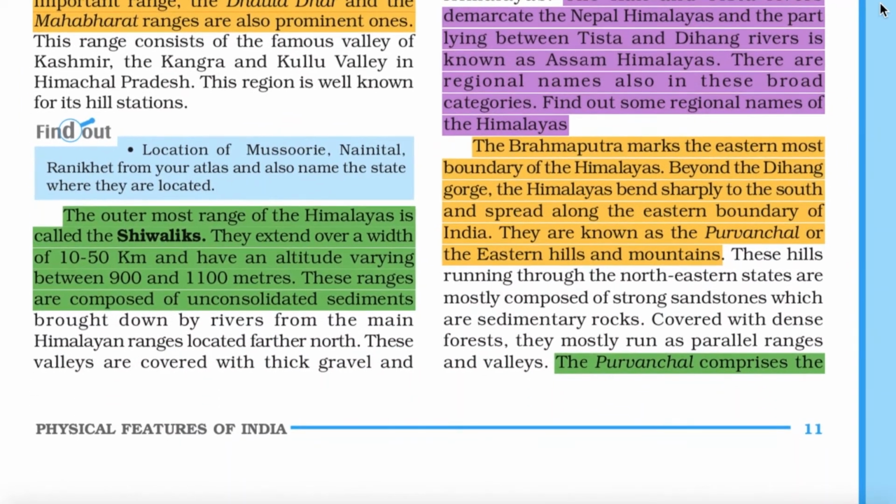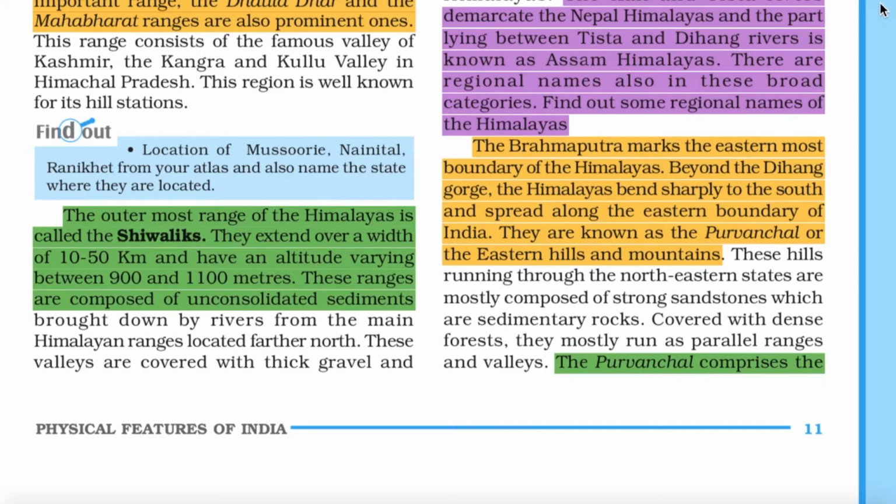The outermost range of the Himalaya is called the Shivaliks. They extend over a width of 10 to 50 kilometers and have an altitude varying between 900 and 1100 meters. These ranges are composed of unconsolidated sediments brought down by rivers from the main Himalayan ranges located farther north.